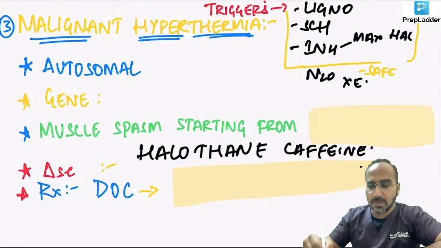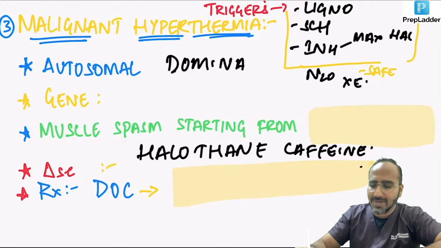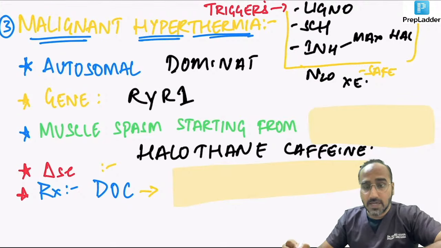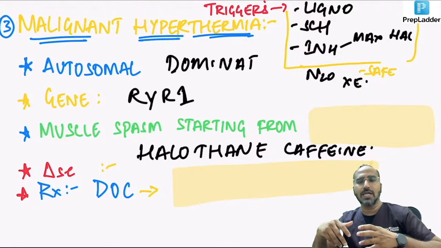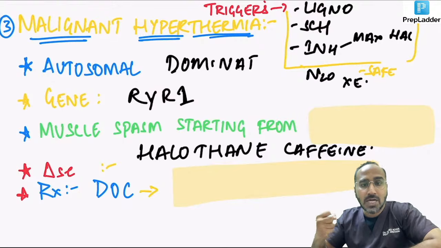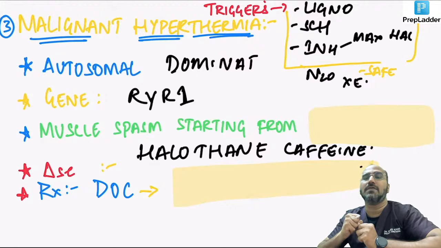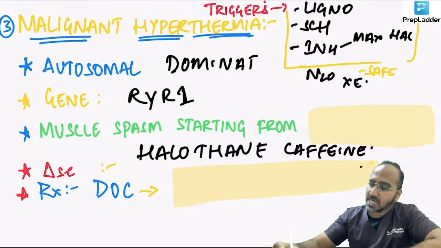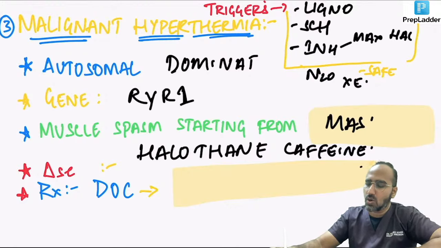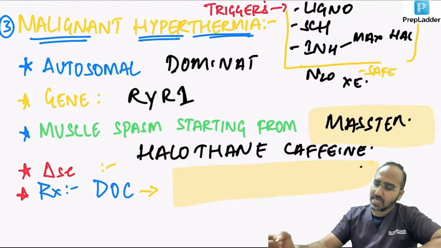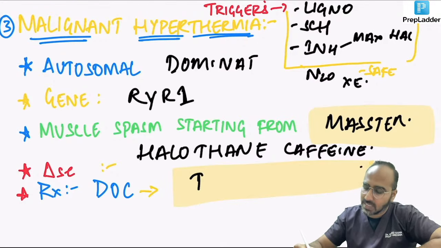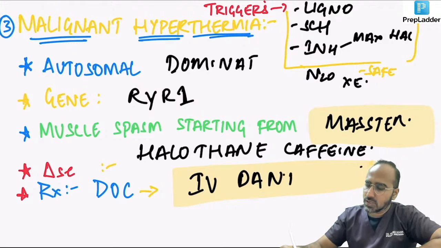Some points of malignant hyperthermia. Remember, malignant hyperthermia is an autosomal dominant disorder. The gene that is involved is RYR1 gene. Malignant hyperthermia is you are giving the patient scoline and it will trigger the abnormal ryanodine receptors. Once the ryanodine receptors are triggered, it will release calcium that will cause muscle spasm. This spasm starts from what muscle? Masseter muscle, thereby whole body gets involved. Diagnosis is by halothane caffeine test, and the treatment of choice for malignant hyperthermia is IV dantrolene sodium.